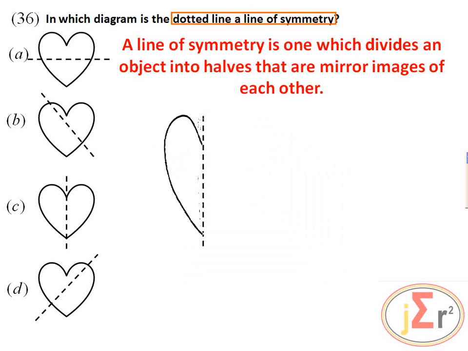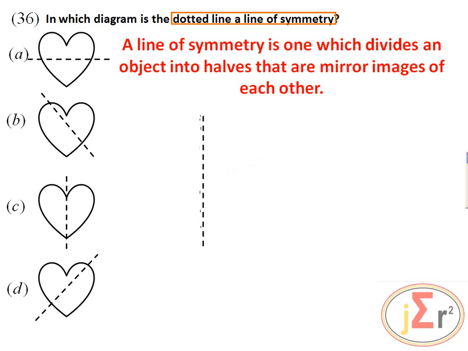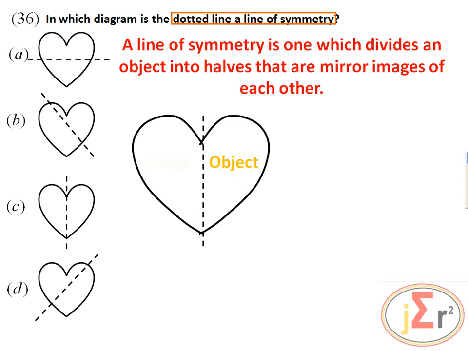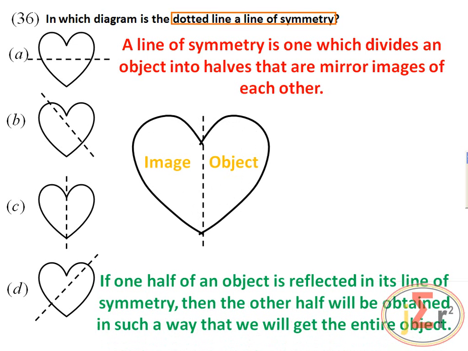But we are saying that the right side is the object and it is reflected on the left side to give the image. So notice that when we put the object and the image together, we have the entire object, or the entire shape, or the entire figure being formed. One half, and then the other half, and then the entire object is formed. If one half of an object is reflected in its line of symmetry, then the other half will be obtained in such a way that we will get the entire object.